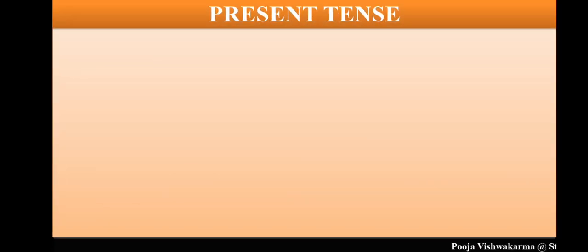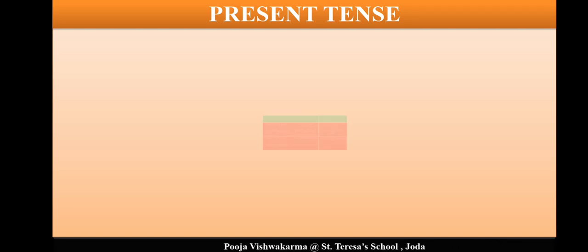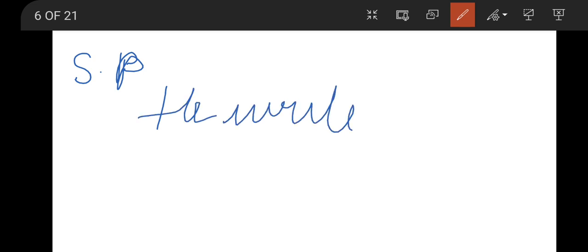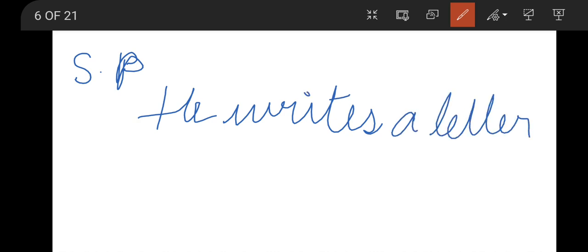Now we will be reading about present tenses and how the changes are made depending on the tenses. Here again, let me just write it for you, then I'll show you the table. Suppose it is my simple present tense, one sentence I'm taking, like: He writes a letter. Clear? I have written a sentence which is in simple present form.